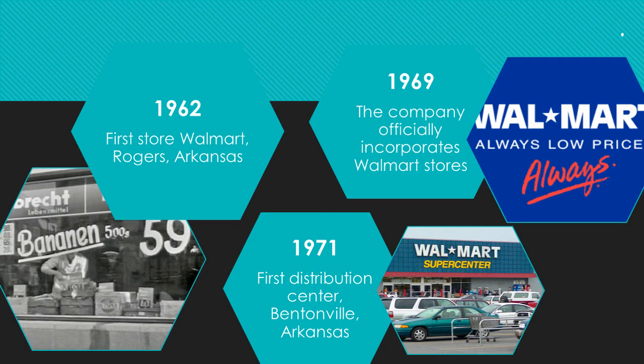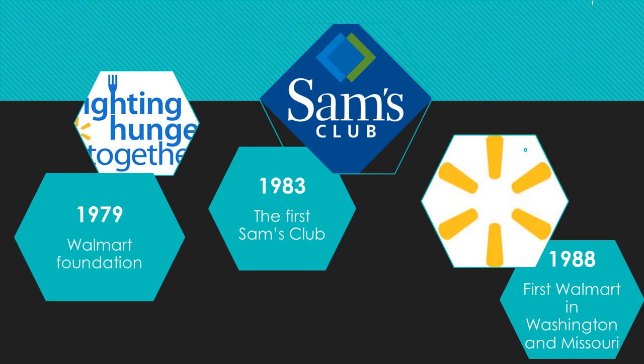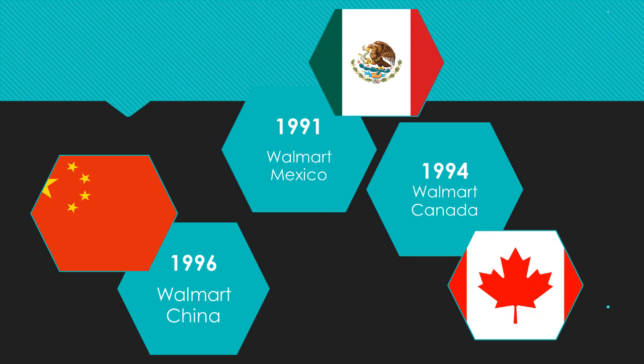For the history of Walmart: in 1962, Walmart opened the first store at Rogers in Arkansas. In 1969, the company officially incorporated Walmart Stores. In 1971, the first distribution center, in Bentonville, Arkansas. In 1979, Walmart created its foundation. In 1983, the first Sam's Club of Walmart was created. In 1988, Walmart created its first stores in Washington.